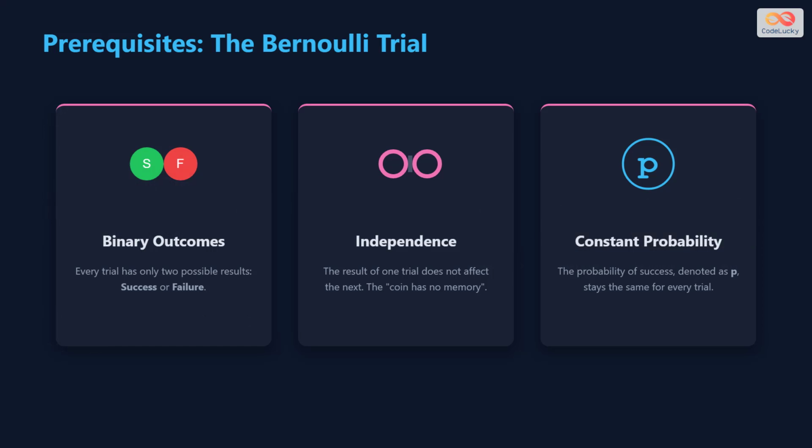To use this distribution, our scenario must meet the criteria of a Bernoulli trial. First, every trial has only two outcomes: success or failure. Second, the trials must be independent. The result of one does not change the next. And third, the probability of success, denoted as p, must remain constant every time.